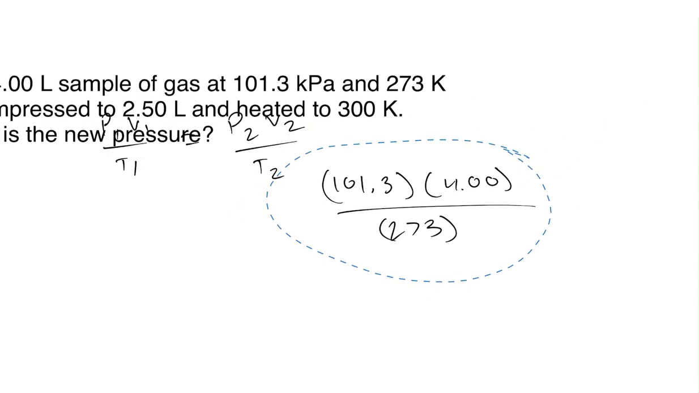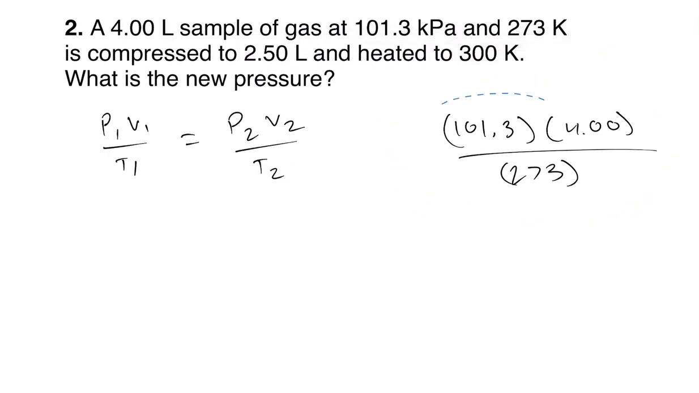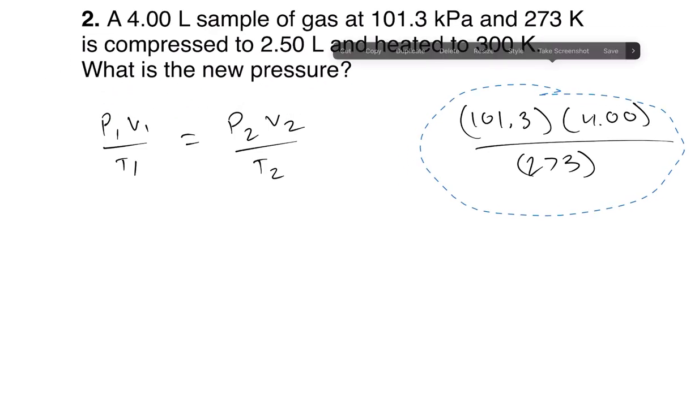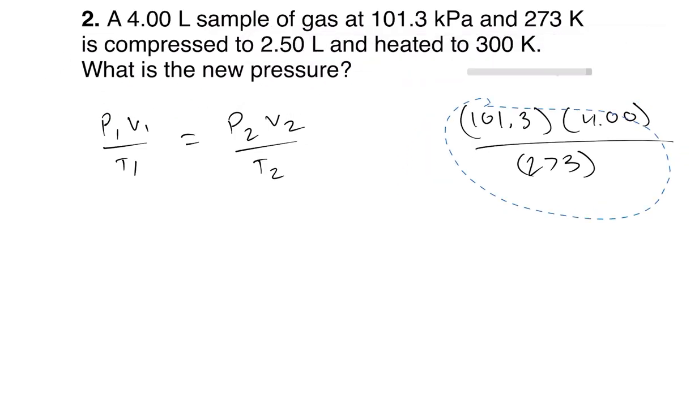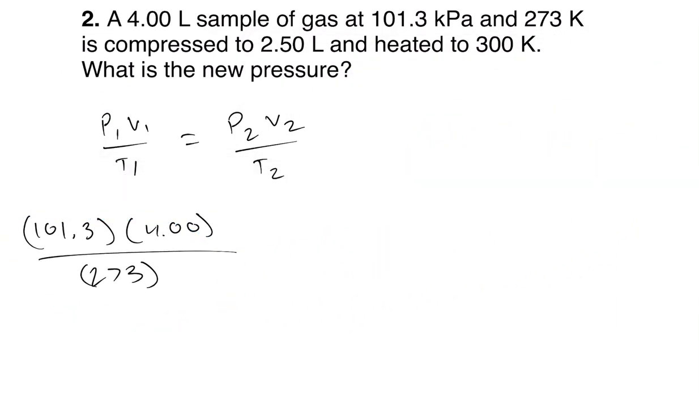Let me just move this down a little bit. This is going to be equal to P2, which is what we're looking for, times 2.50 over 300 Kelvin.